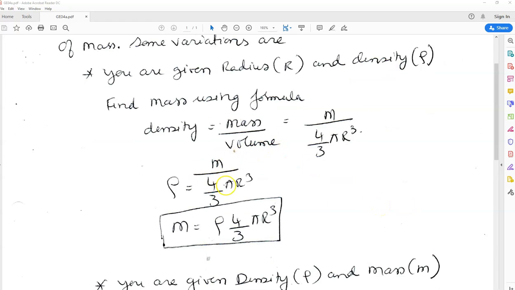It's just a matter of substitution. This is just a basic algebraic expression. So you got density equals mass divided by the volume, and when you do the cross multiplication, you'll end up having the mass equals density times 4 by 3 pi r cube. So probably now after you find the value of the mass, you'll be using the mass value in some other equation. It could be again to find the gravitational field at a certain distance.